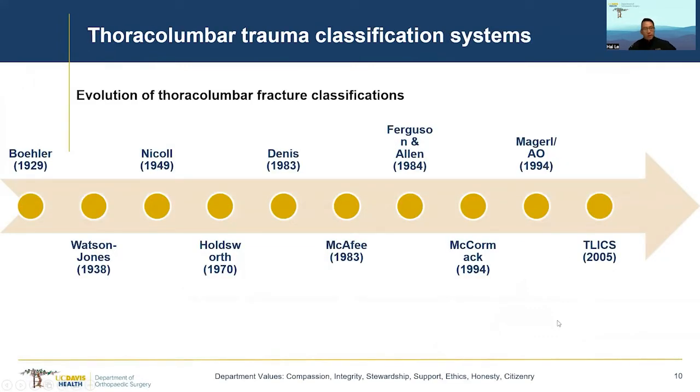I think next we're going to talk a little bit about the different classification systems for thoracolumbar traumatic injury of the spine. As you know, there's a long history of different classification systems. We actually wrote on this, and I'm happy to share the PDF with you all. But the main focus today is to talk about the TLICS system, as well as the Denis classification, which I think is really helpful to understand how to manage thoracolumbar spine trauma.